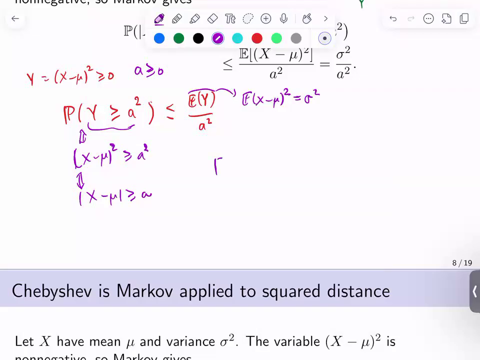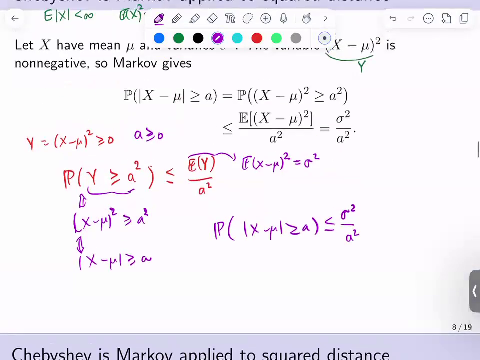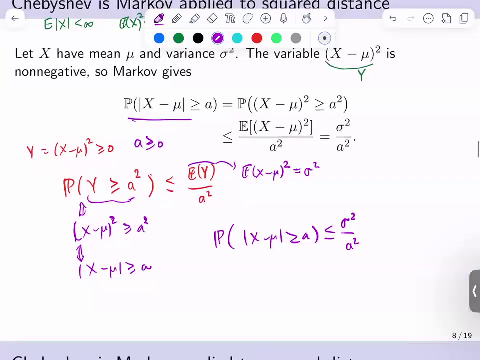Okay, so what do we get in the end? We get the probability that |x minus mu| is bigger than or equal to a is less than or equal to the variance divided by a squared. Or you can say variance of x divided by a squared. Right, so that's the inequality. This is called the Chebyshev inequality.